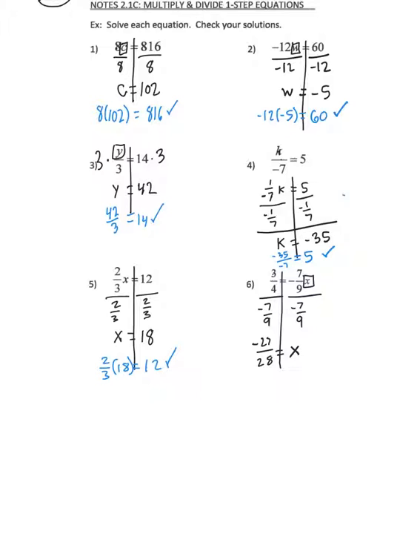Let's check it to make sure. Negative 7/9 times negative 27/28. That gives me 3/4, which is what I wanted. So that's how we solve our different one-step equations.